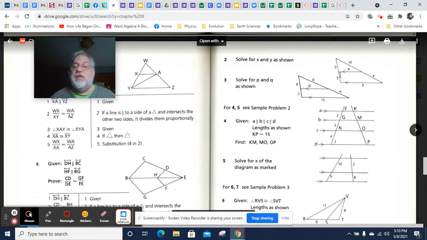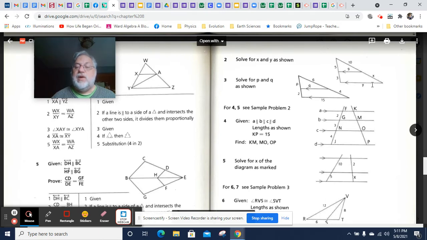So we're trying to solve for x and y as shown. So we've been given some information. For x, we're going to have to do 5 is to 3 as 10 is to x. That should be fairly straightforward. 10 is double 5, so x will be double 3. So you can mental math that that's going to be 6.